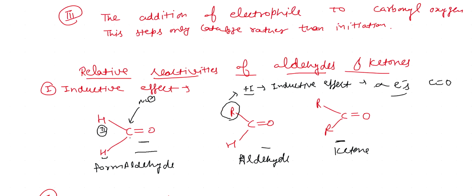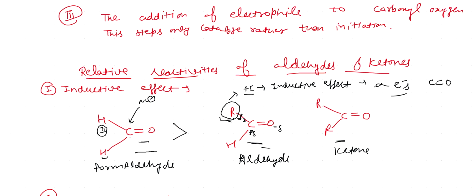When this alkyl group releases the sigma electrons towards this carbonyl group, it decreases the electrophilicity of this carbon. Here this carbon is acquiring partial positive charge and oxygen acquires partial negative charge. When this alkyl group releases the electrons towards this carbon, it will neutralize the partial positive charge on the carbon. So by decreasing its electrophilicity, its reactivity also decreases. That's why formaldehyde is more reactive than the substituted aldehyde.